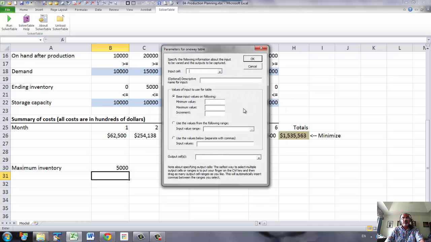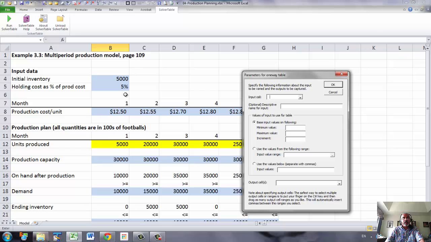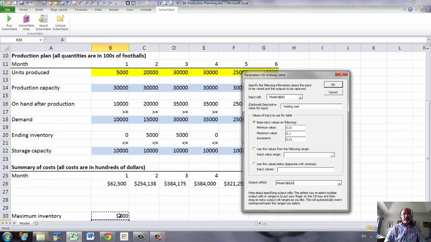It's a one-way table, and the input is the holding cost as percentage. So this is holding cost. And we want the holding cost to go from 1%, which is 0.01, all the way through 10%. Okay, right now it is 5%, so 0.01 through to 0.1, and in the increments of 1%, 0.01. And the output that we want is just the maximum inventory.